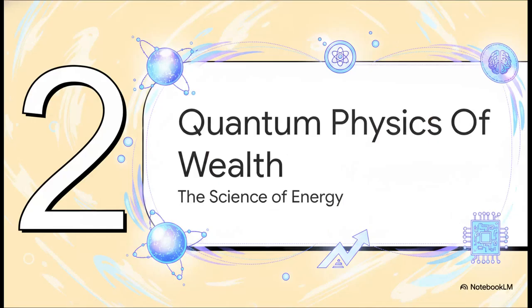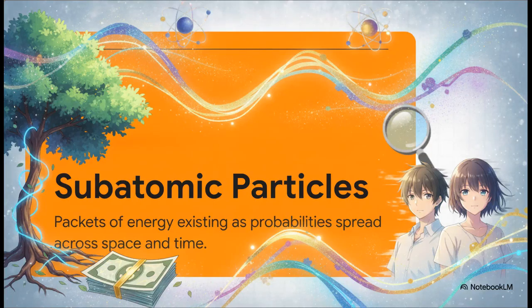Moving right along to section 2, the quantum physics of wealth. Let's look at the science of energy. If we zoom way, way in on what you, me, a tree, or even a dollar bill are made of, we get down to cells, then molecules, then atoms, and finally, subatomic particles. But here's the really wild part. Subatomic particles are not solid little objects like grains of sand. Nope, they are packets of energy, or quanta, that exist as mere probabilities spread across space and time. So everything in the universe, including the money sitting in your bank account, is just vibrating energy.